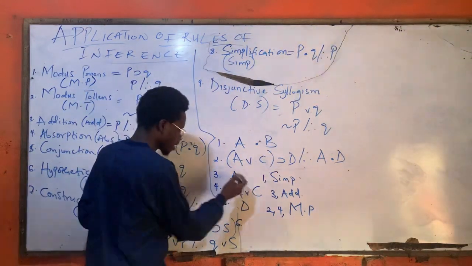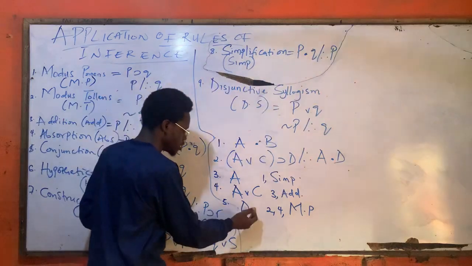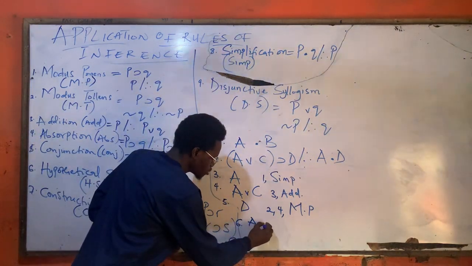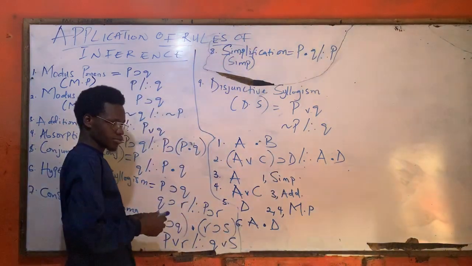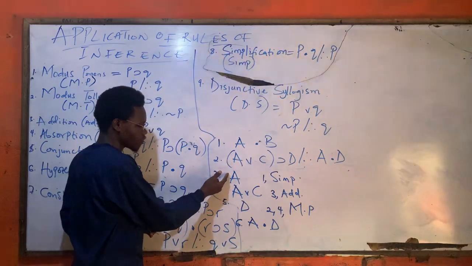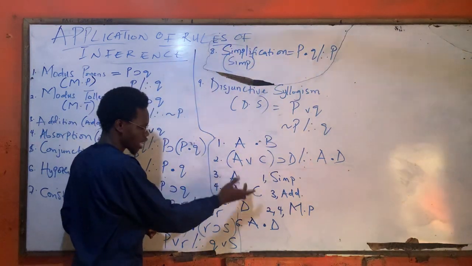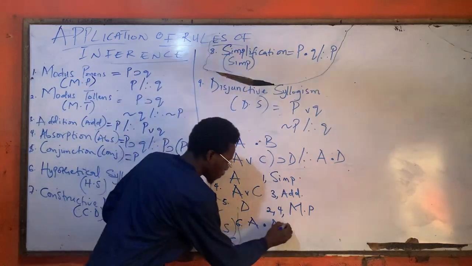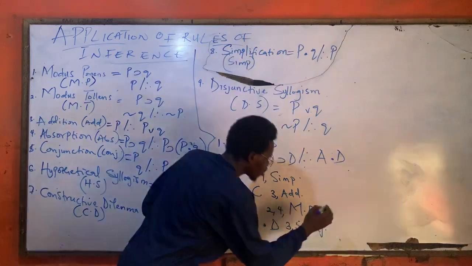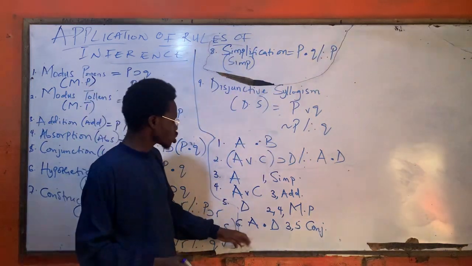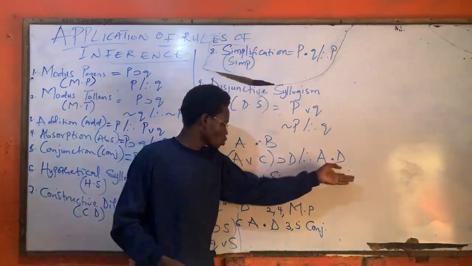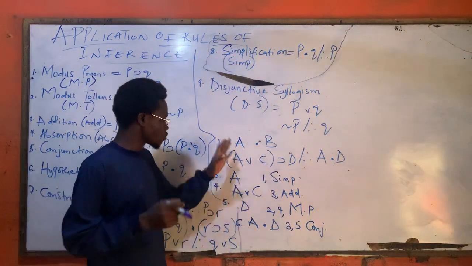How do we get it now? So we have A in my line 3 and I have D in my line 5. I can now say that A and D. You can see I have already added A and D together. So which means my line 3 and line 5. Conjunction. That's it. The conjunction of my line 3 and my line 5 gives me our final conclusion.